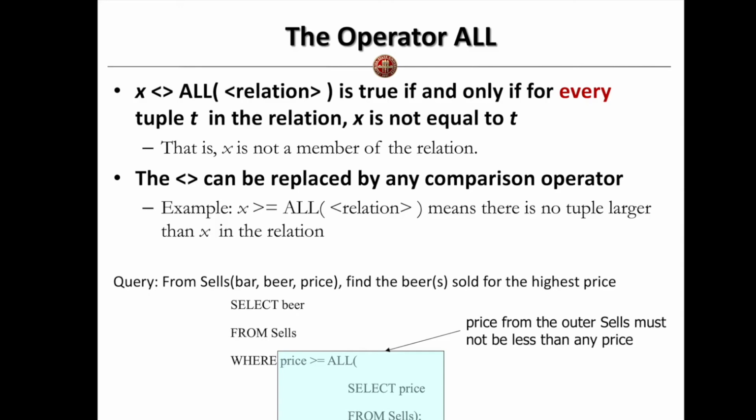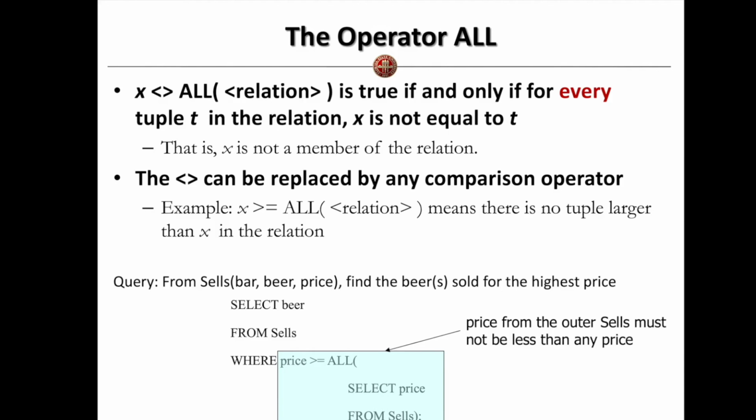In other words, the semantic meaning of x not equals all of a relation denotes that this x is not a member of the relation. And this not equals operator can also be replaced with some other comparison operators as well. For example, we can use x is no smaller than all of a relation. It means there is no tuple larger than x in the relation. I hope you still remember in homework 2, as well as previous slides, we have one question to find the highest value of a relation, right? I hope you still remember how we did this question before, with both relational algebra as well as SQL.